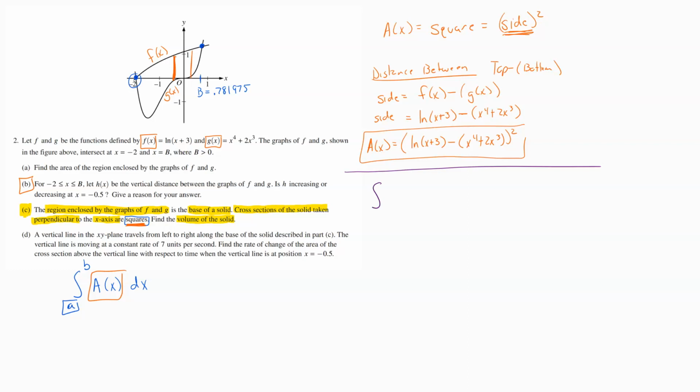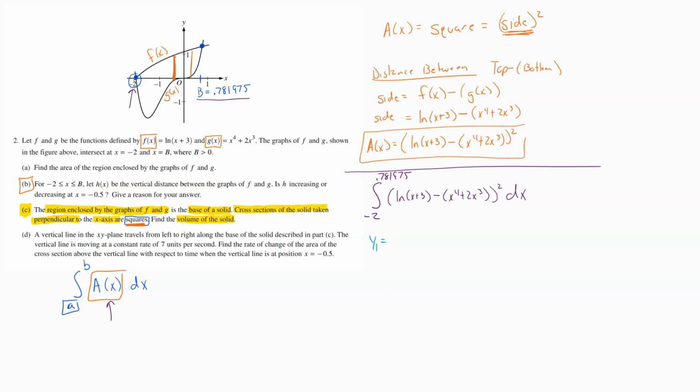So we're going to do the integral from a lower bound, our lower bound is -2, to our upper bound. Again, we found that by calculating the intersect back on part A of this question, 0.781975. And now we plug in the area equation we just had. So this is going to be the natural log of x plus 3 minus x to the 4th plus 2x to the 3rd, and then all of that squared dx. And then we're just going to do this in the calculator.